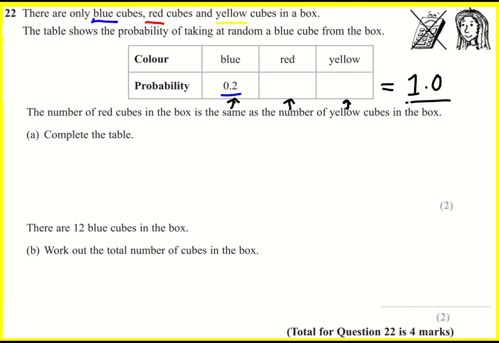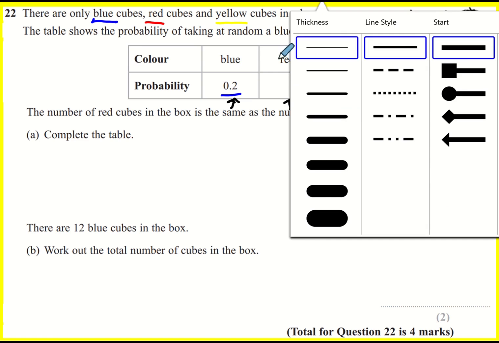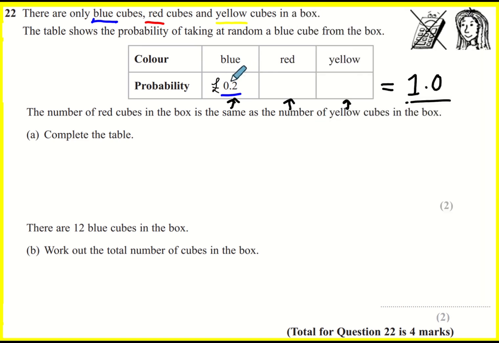If you think about it, I always like to think about decimals as money. So imagine if this is 20p. What value? They must be the same, because it says the number of red cubes is the same as the number of yellow cubes. So these two values here are going to be identical. And what do they have to be such that they add up to, let's make it £1?